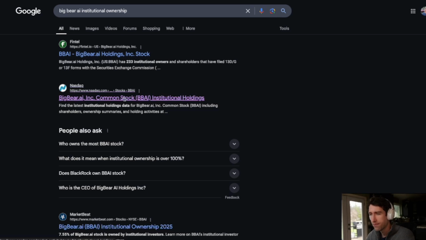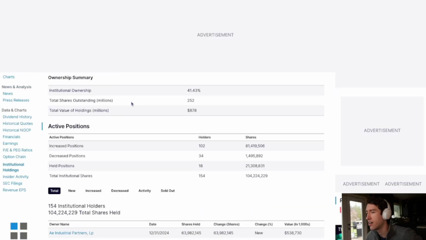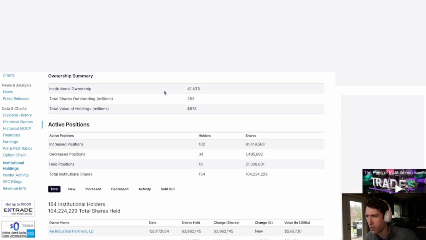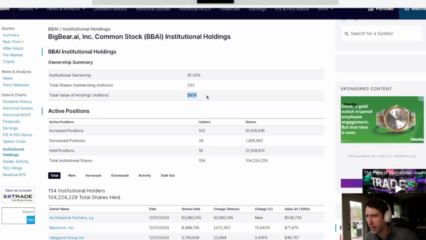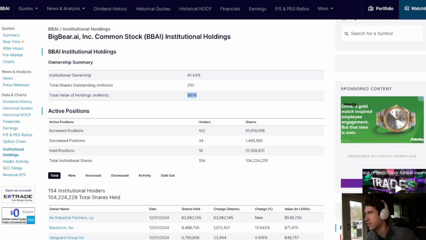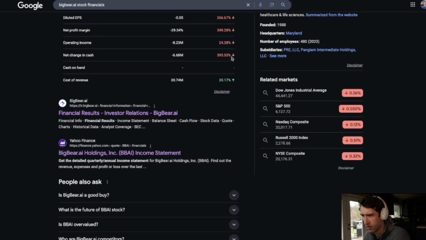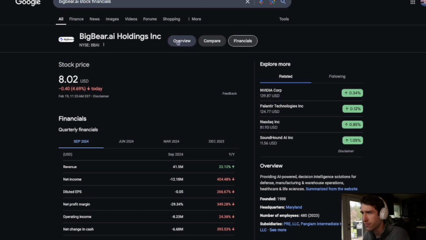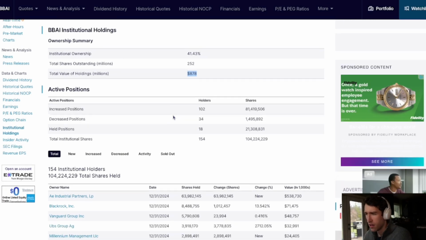This is interesting. According to NASDAQ, here's some of the common stock institutional holdings. We see institutional ownership, 40%, $878 million. And I believe they're about a $2 billion market cap. Let me just double check. Overview. Yeah, about 1.95 billion.